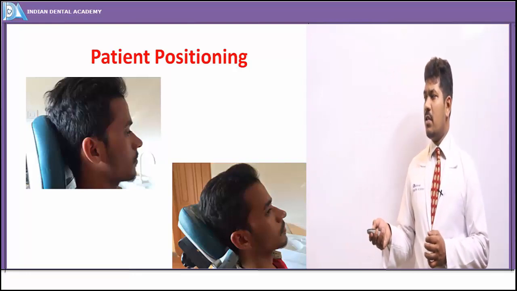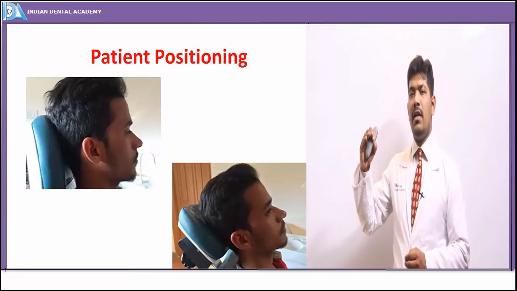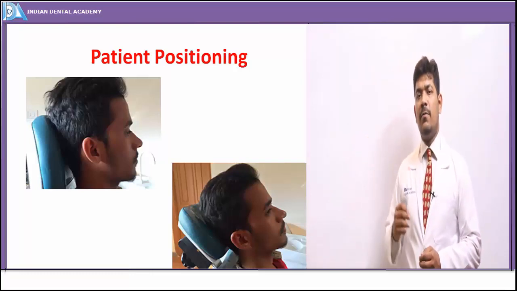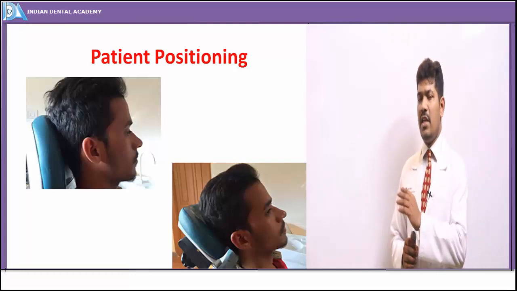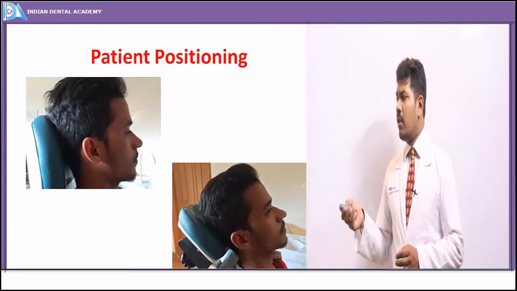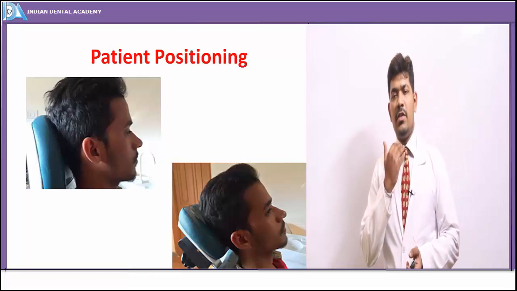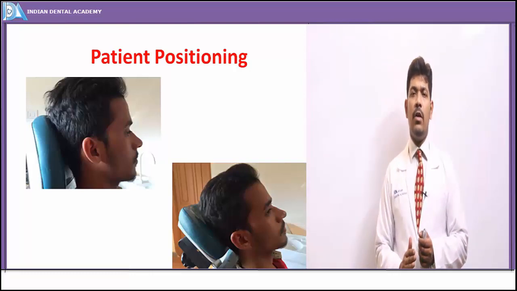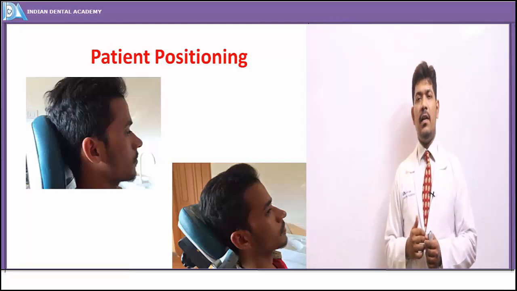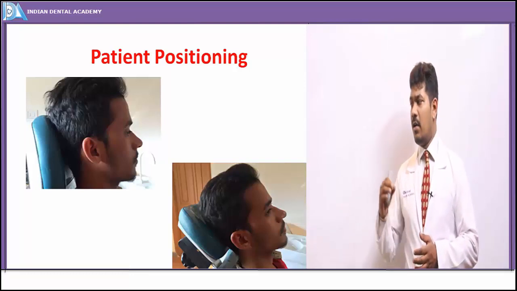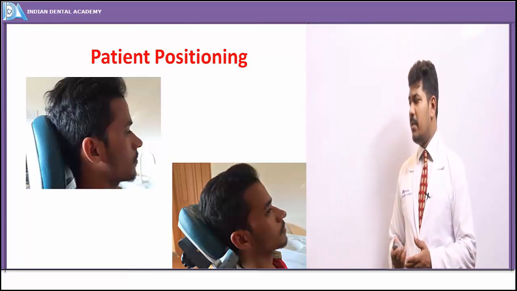So this first picture shows the patient position wherein the occlusal or the ala-tragal line, the line passing from the ala of the nose to the tragus, is parallel to the floor, and the patient position is upright with the chair position a little more forward. Now for the mandibular projections, because of the downward angulation of the occlusal plane, we recline the patient at 45 degrees so as to bring the occlusal plane parallel to the floor, and then we project the X-ray beam.